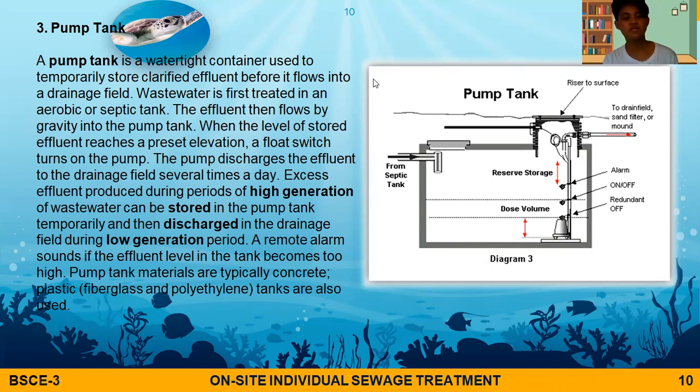When the level of stored effluent reaches a preset elevation, a float switch turns on the pump. The pump discharges the effluent to the drainage field several times a day. Excess effluent produced during periods of high generation of water can be stored in the pump tank temporarily and then discharged to the drainage field during low generation periods. A remote alarm sounds if the effluent level in the tank becomes too high.